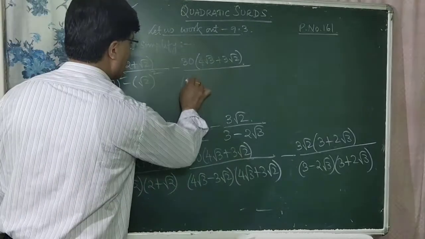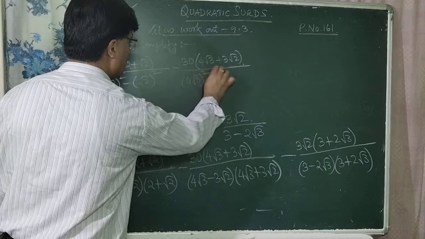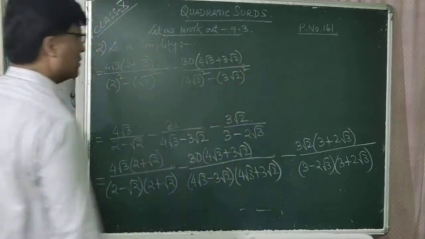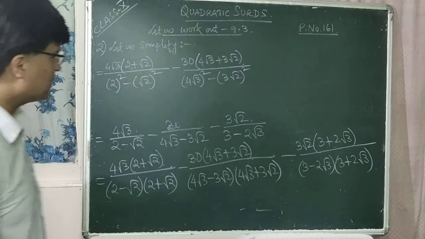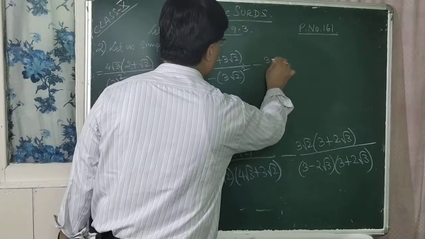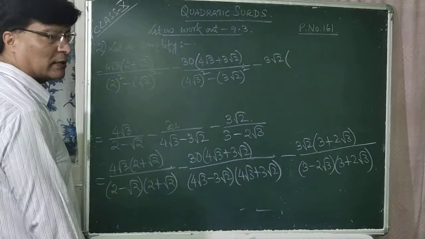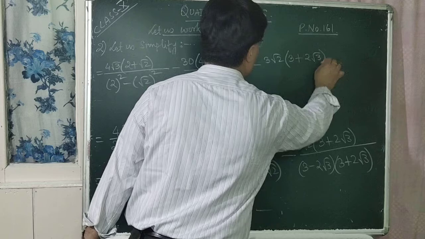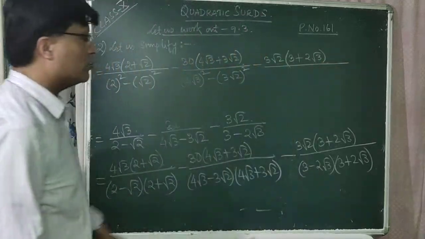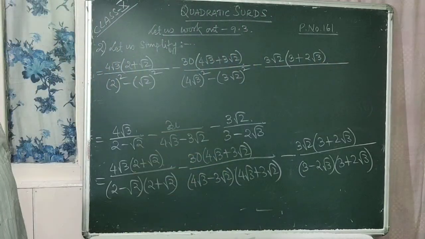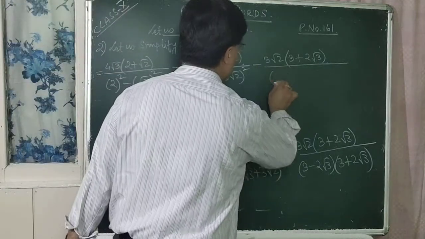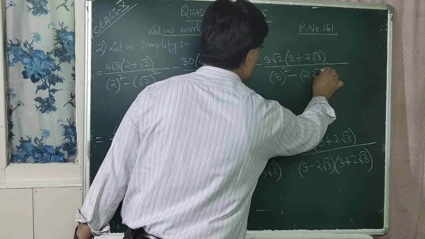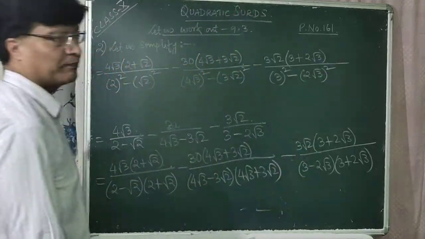So it is a² − b². What is a whole square? (4√3)² minus, what is b whole square? (3√2)². Right? Next, minus 3√2(3 + 2√3) whole divided by, in the denominator it is (a − b)(a + b). What is the formula? a², that is 3² minus, what is b whole square? (2√3)². Is that clear?